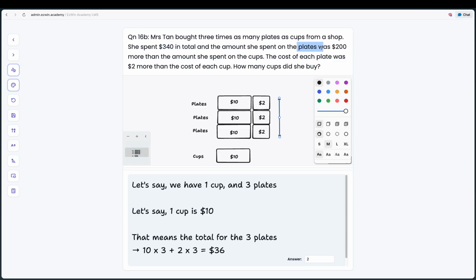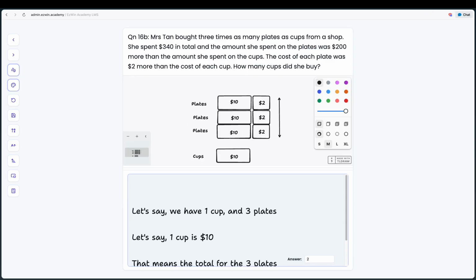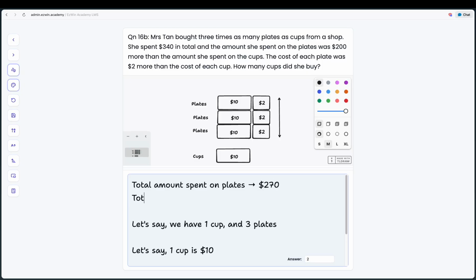spent for the plates as well from the previous question. So I'm gonna write it on top. So total amount spent on plates is equal to 270, right? And then total amount spent on cups is equal to $70, like this.